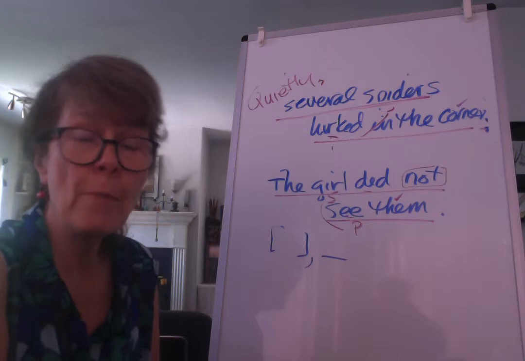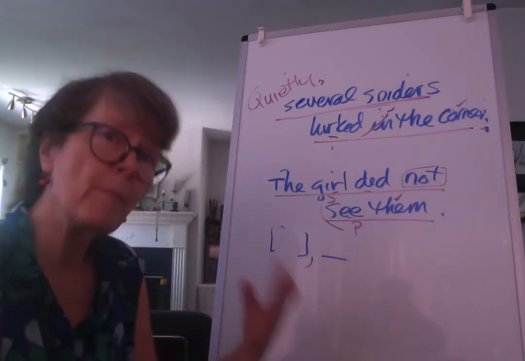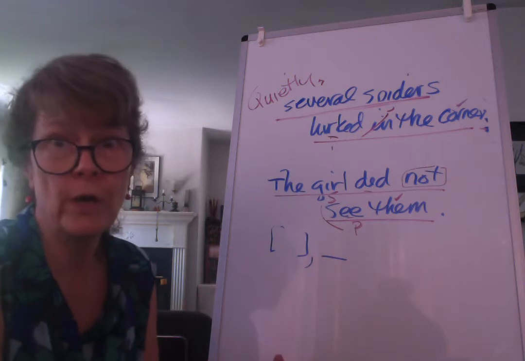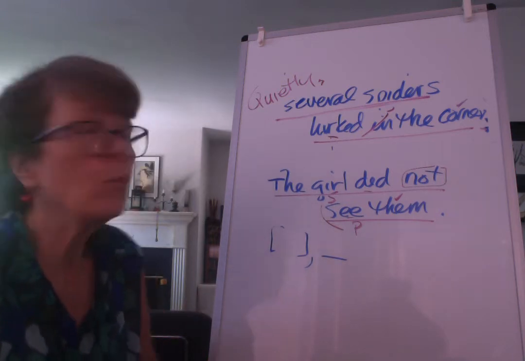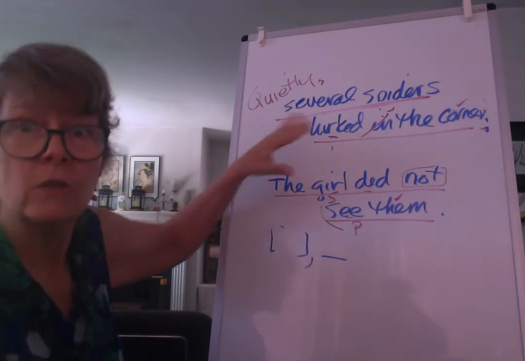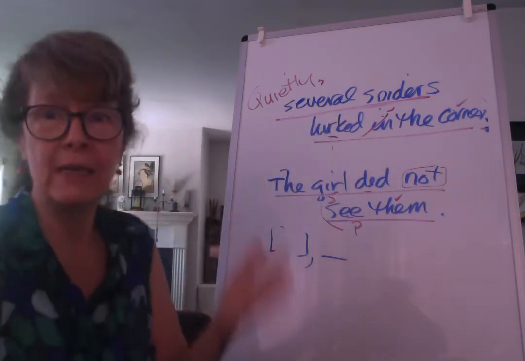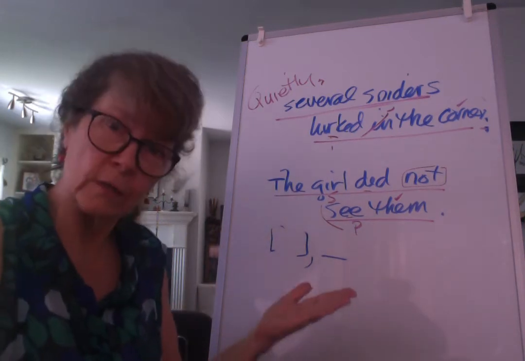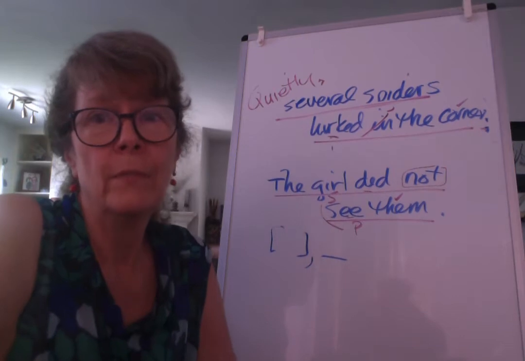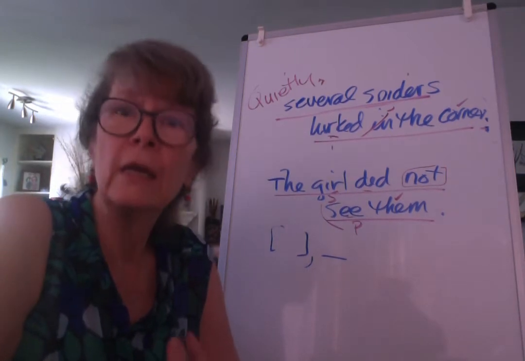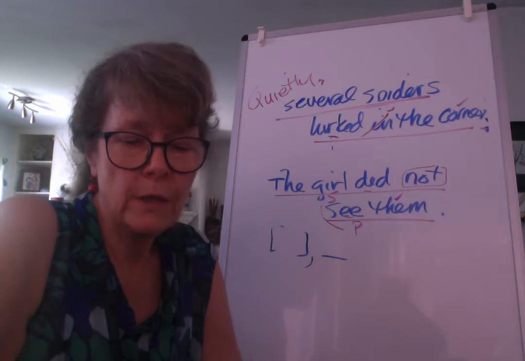Or if I said happily, several spiders lurked in the corner. That wouldn't change it from a main clause into a subordinate clause. So the word that we add to the main clause has to be a word that makes it into a subordinate clause, no longer a main clause. If it does that, then it's a subordinating conjunction. Okay? All right.